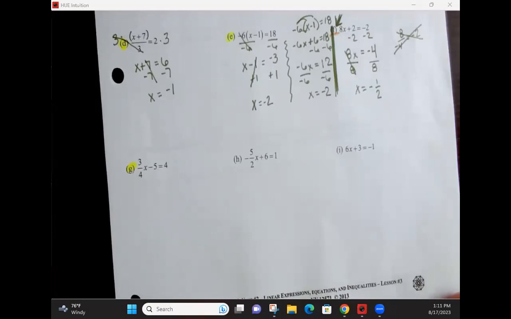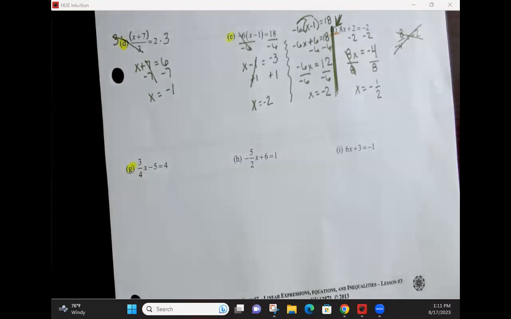Okay. Nobody got upset when I gave you a fraction in that very first problem, so we're going to do another one of the fraction ones, okay? Because we're cool with fractions. So I've got 3/4 x minus 5 equals 4. What's my first step here?